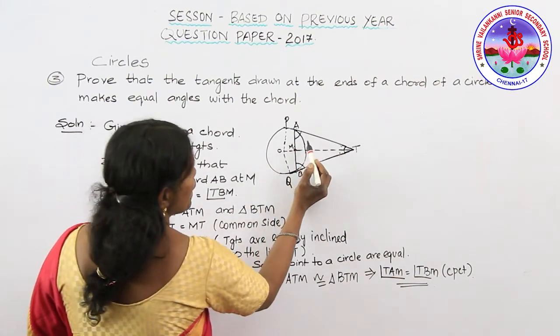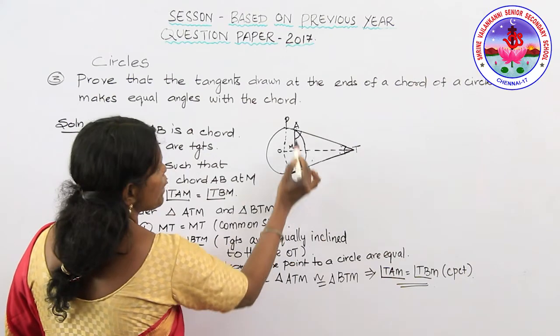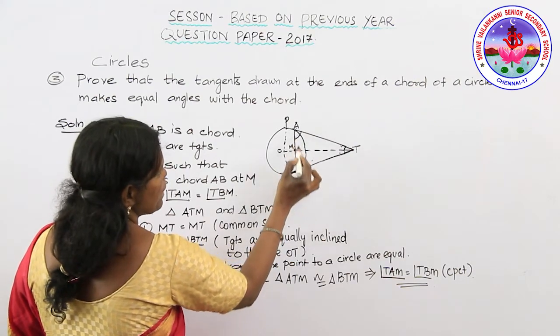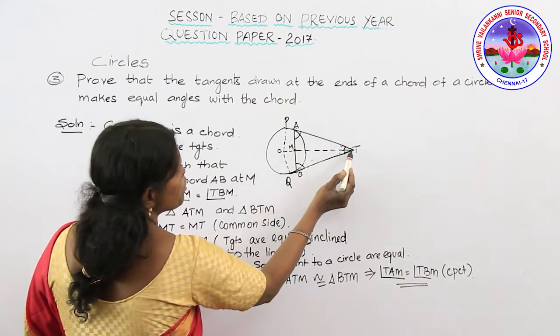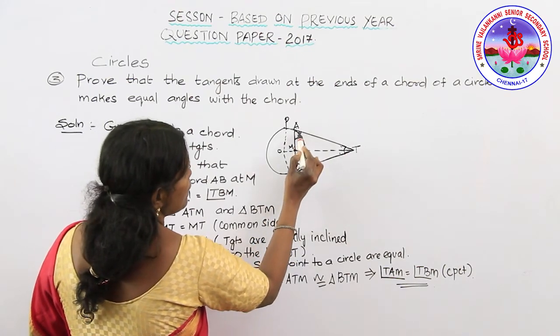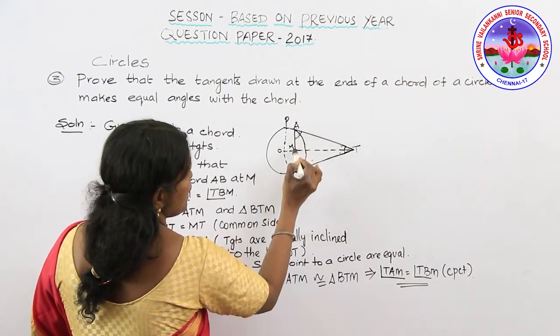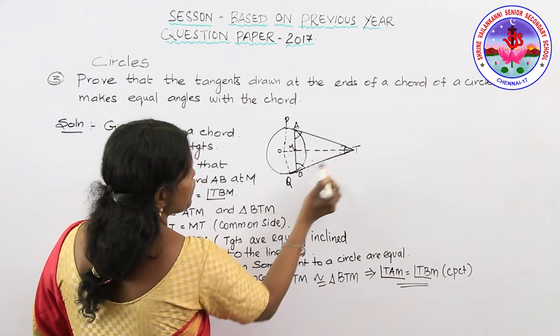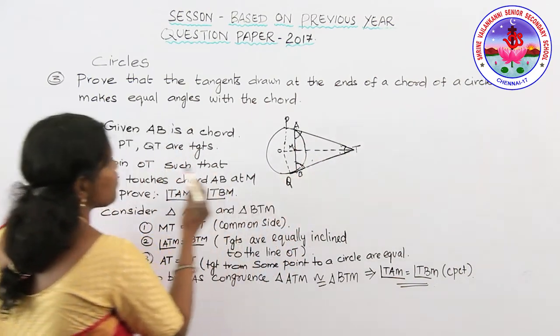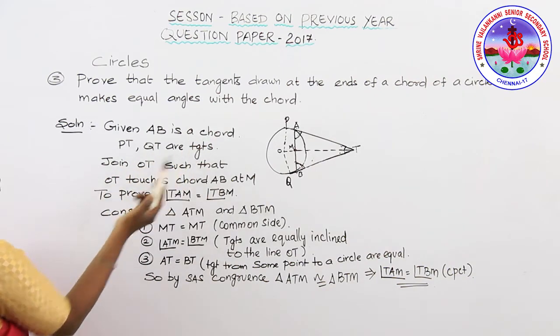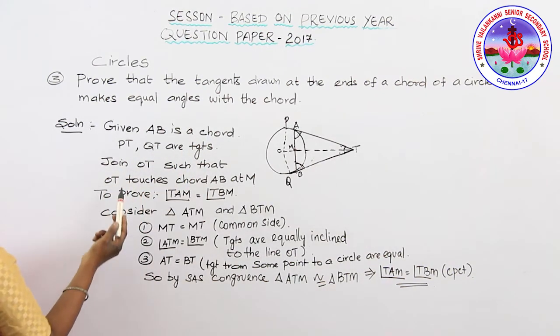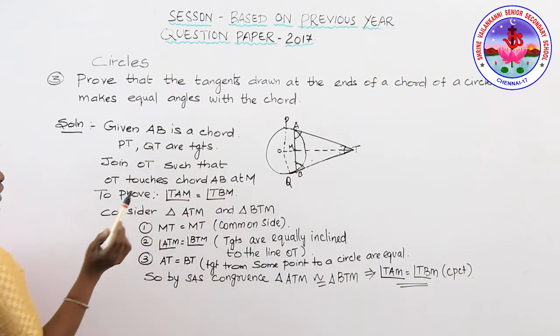I need to prove that the tangents drawn at the ends of the chord make equal angles with the chord. So here I need to prove that angle TAM is equivalent to angle TBM. Now coming to the solution, I have written AB is a chord, PT, QT are tangents, join OT such that OT touches AB at M.